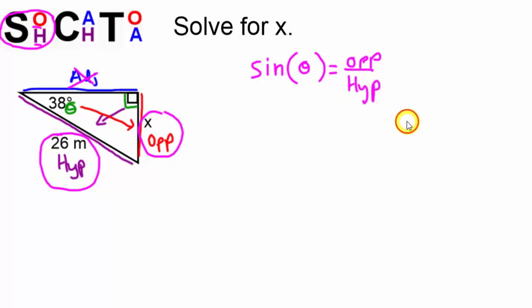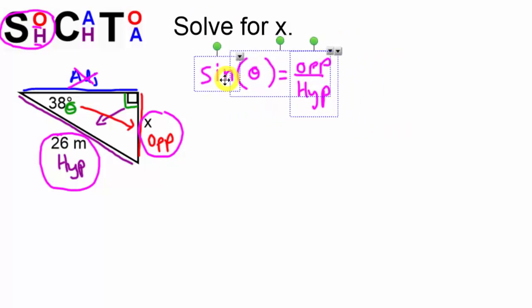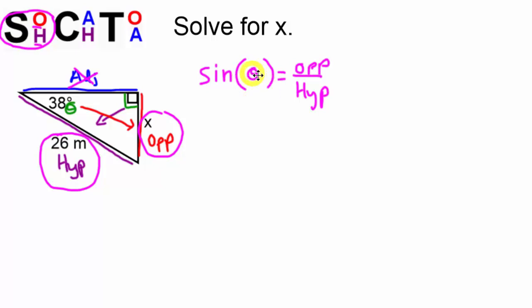All right. Now we need to fill in those three measurements into the proper places. So we have theta, the opposite, and hypotenuse. So I'm going to fill them all in. So sine stays the same. I'm just filling out the structure. Theta is 38 degrees. And then on the top, the opposite is our variable x. And then on the bottom is the hypotenuse, which is the 26 meters. And now we have our formula filled out.